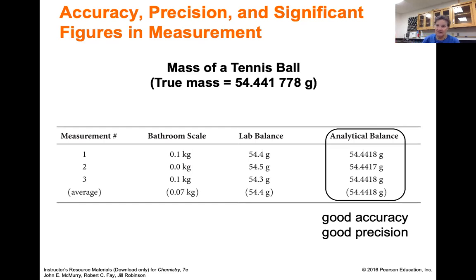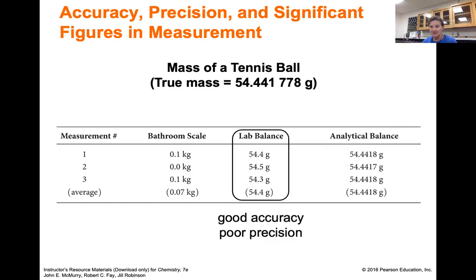The last one has good accuracy because we're getting a number that's very close to the true mass. The true mass is given up above, 54.441778. When we take an average of our 3 measurements, we're getting that number if we round the true mass. So that means it's good precision, because each of the measurements is similar to the other measurements, and good accuracy, because the average of those 3 numbers is very close to the true value.